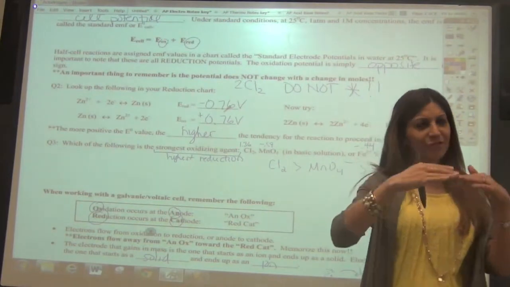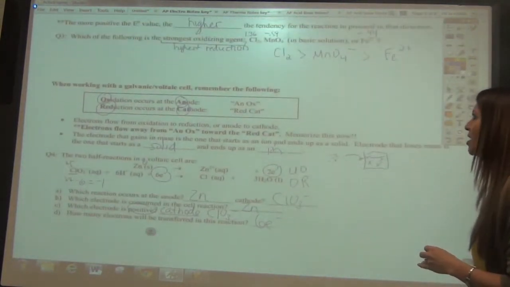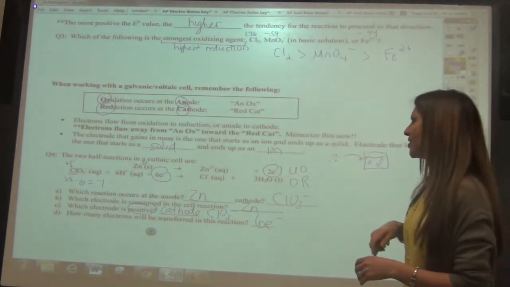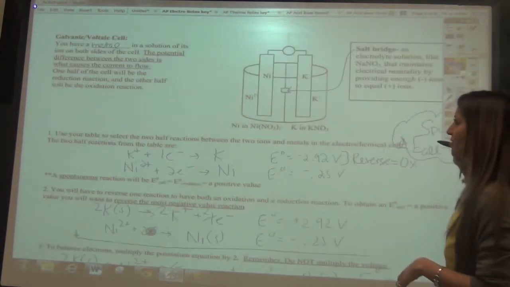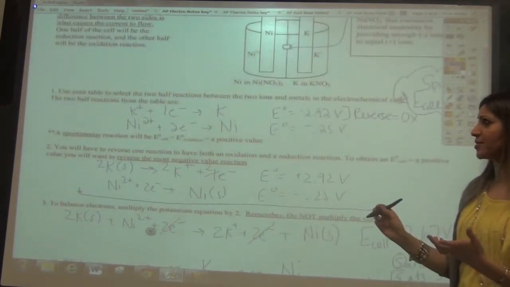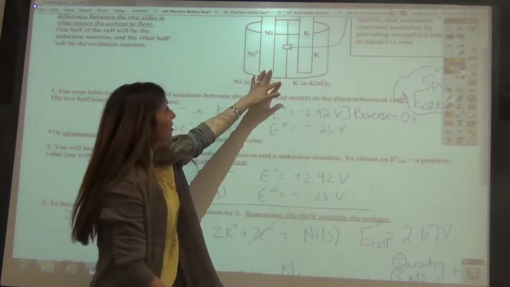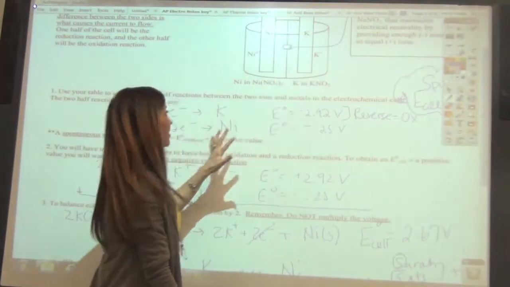That way, when you add the two together, you get a positive E cell, and I'll talk about that later on as well. So there it is, the anode and the cathode, and this is just showing a battery. We'll go through all of these notes later on, and same thing here. Okay, so in this one, this is what I was talking about. This is a battery, and it would be a nickel and potassium battery that was made here.